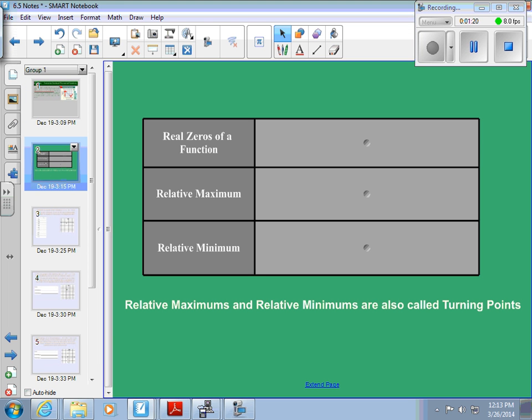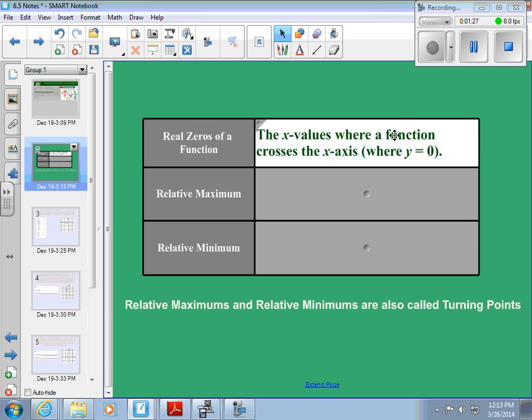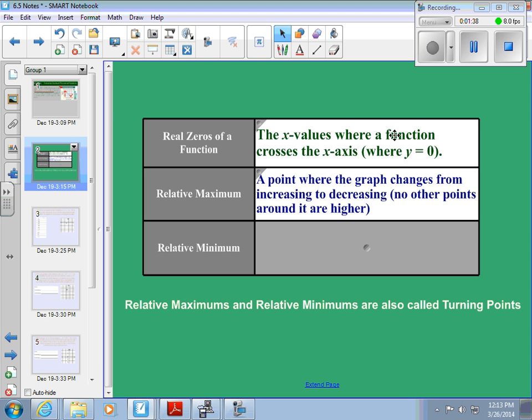So some terms that you should know, we've heard some of these before, some of them are new. Real zeros, we have talked about this, remember that's the x value where a function crosses the x-axis, where y equals 0. A new term here, maximum. That is any point where the graph changes from increasing to decreasing. So anywhere where you go from increasing to decreasing, that's a maximum. In other words, no points around it are higher. Maximums are those points that look like that.